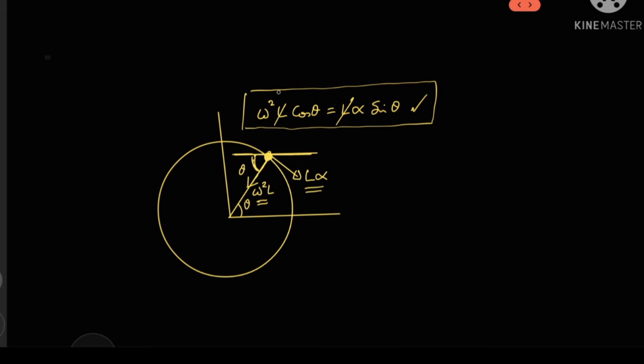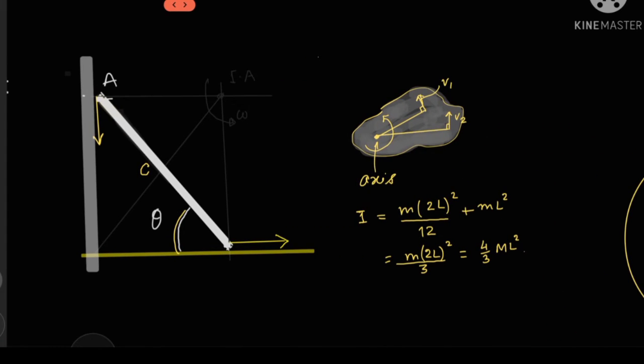Now we have to put the value of omega and alpha of rod as a function of theta so that we can find theta. To find omega we have to use energy equation. A point is moving downward like this. The lowest point you can call it B. B is moving along this direction.